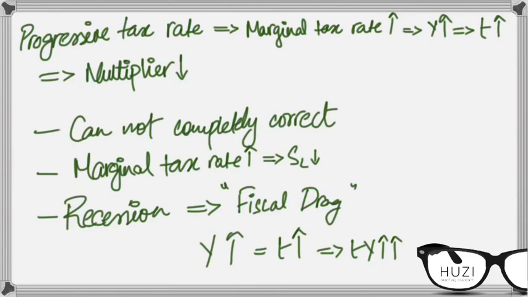So this was all about non-discretionary fiscal policy, automatic and built-in stabilizers, and their limitations. In the next video, we'll talk about discretionary fiscal policy, where the government deliberately changes the tax system or government expenditure to create an impact on aggregate expenditure.